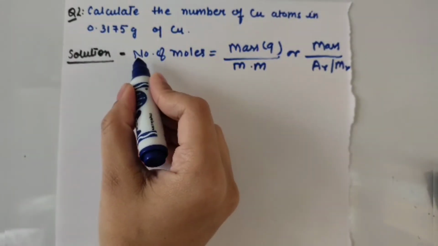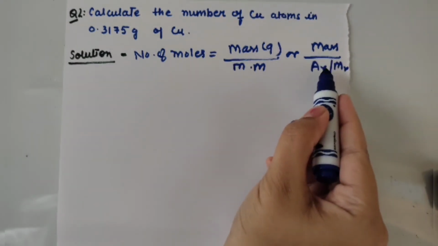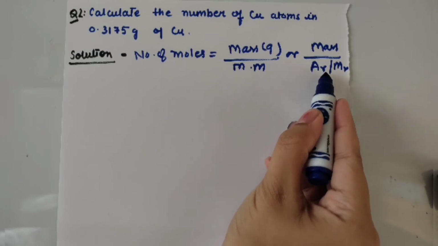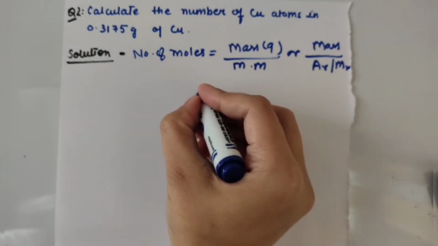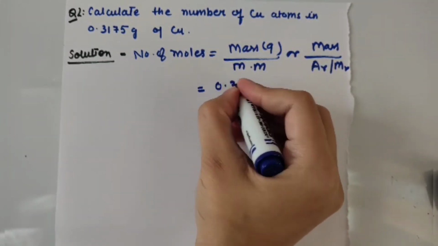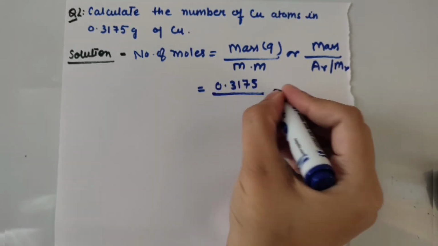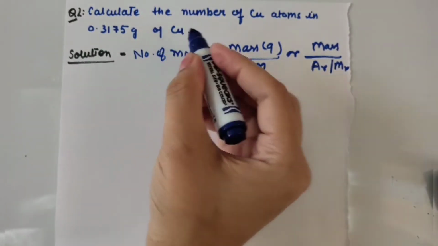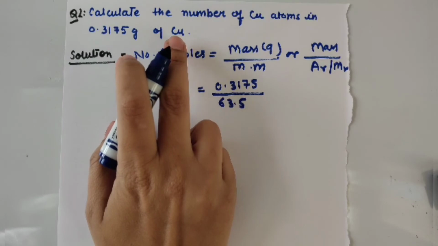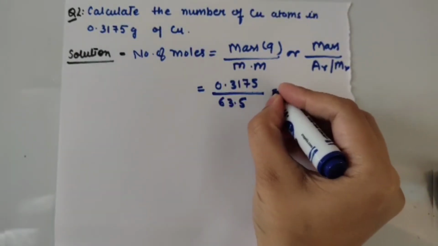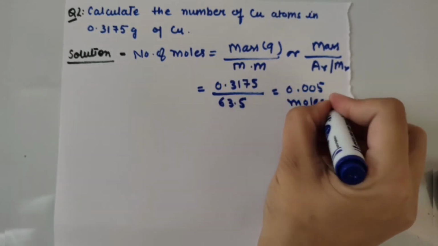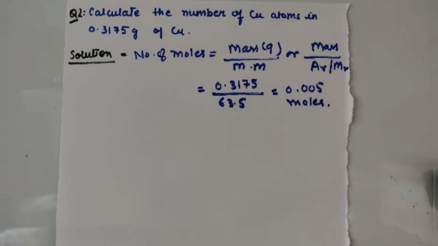The number of moles is equal to mass upon AR or MR. For copper, we will take AR, the atomic mass of copper. Number of moles is equal to the mass given, 0.3175, divided by AR of copper, which is 63.5. You can find it in the periodic table. So it comes out to be 0.005 moles.